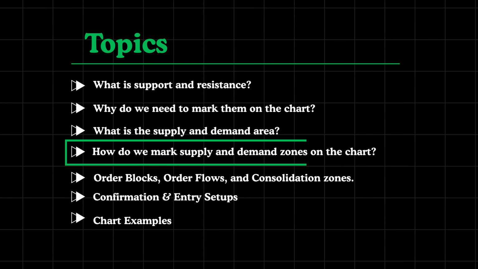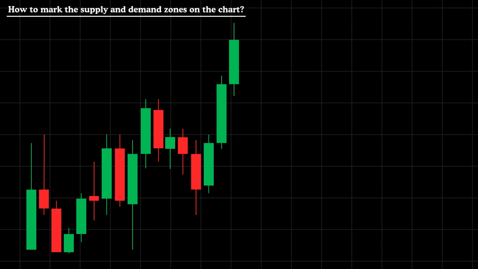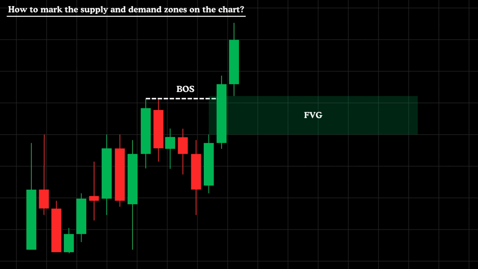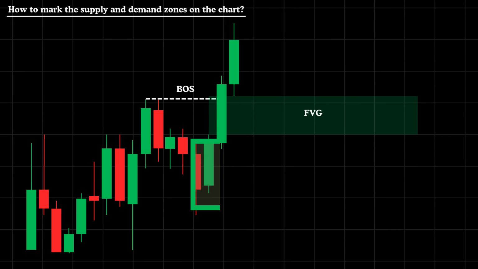Now, how do we mark supply and demand zones on the chart? Let's begin with the basics. The first step is to spot the fair value gaps and structure breaks on the chart. Once we identify a move that meets these conditions, we define the demand zone like this.